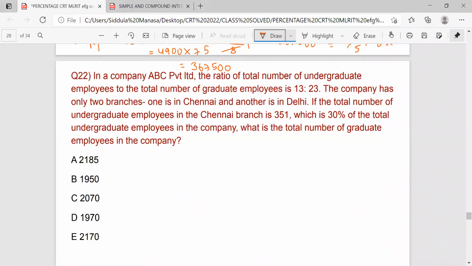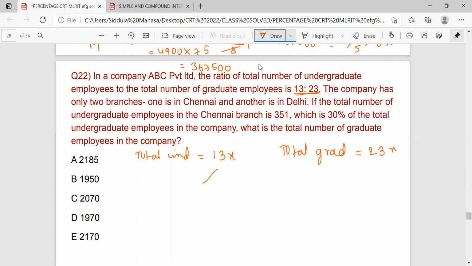Question number 22. In a company ABC Private Limited, the ratio of total number of undergraduate employees to the total number of graduate employees is 13:23. So total undergraduate is, if I say 13x, total graduate employees, which is 23x. The company has only two branches. One is in Chennai and another is in Delhi.